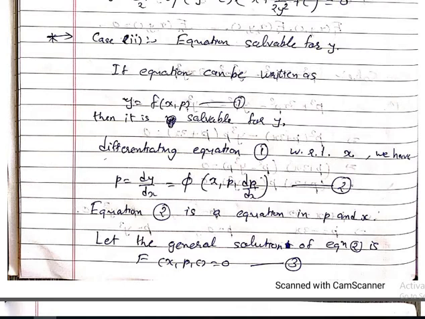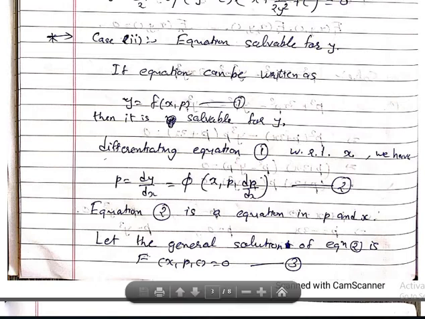to x. So you have dy by dx, but dy by dx is nothing but p. So p is equal to some function of x, p and dp by dx. So now your equation 2 is in the form of variables x and p. Solving that equation will give you the general solution in the form of capital F of x comma p comma c is equal to 0.